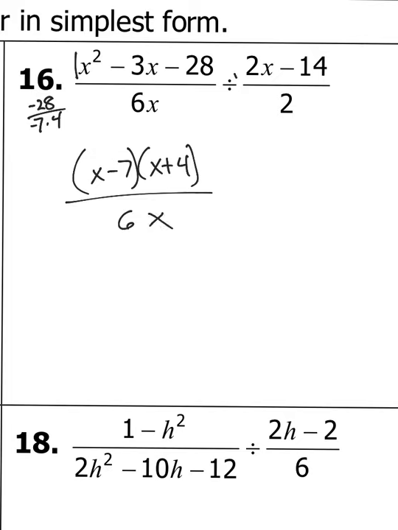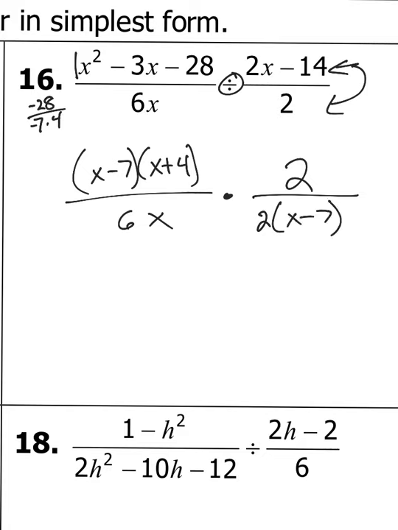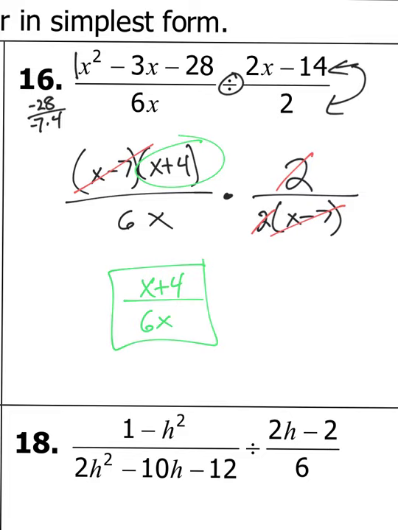Okay, because it's division, we do keep, change, flip. So now instead of 2x minus 14 and the 2, they're going to flip, okay? But I'm going to sort of flip it as well as take out a GCF, just kind of all at once. So now the x minus 7 cancels out. The 2 and the 2 cancel out. And I'm just left with, up top, x plus 4, and on the bottom I'm just left with 6x. And that's my answer. I can't cross out anything else.